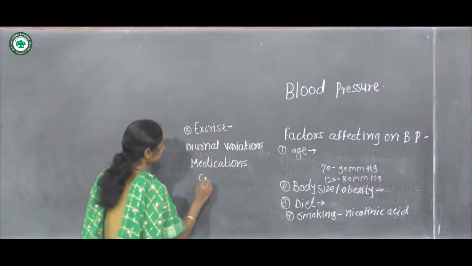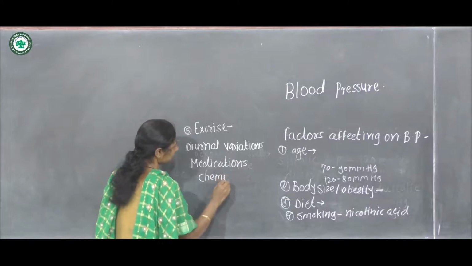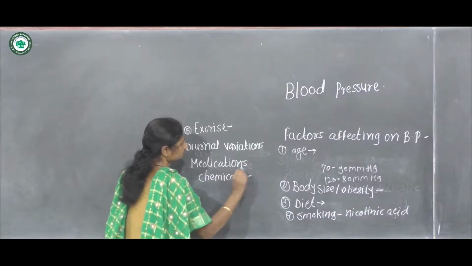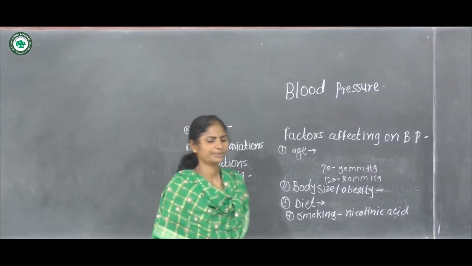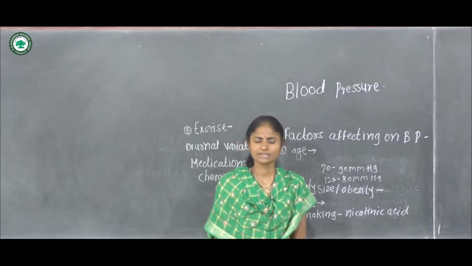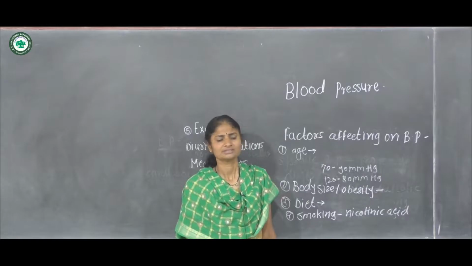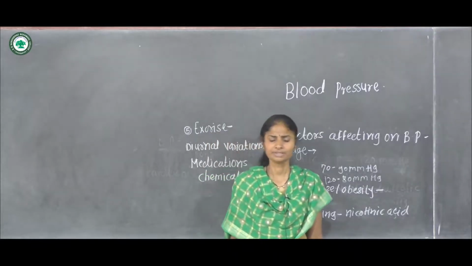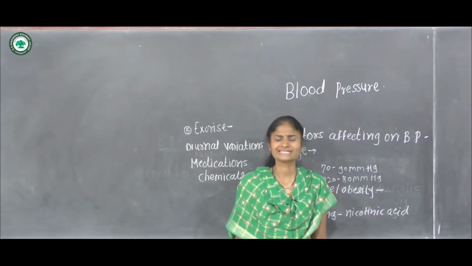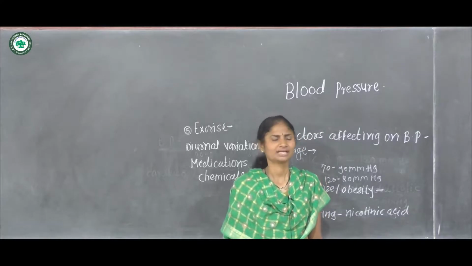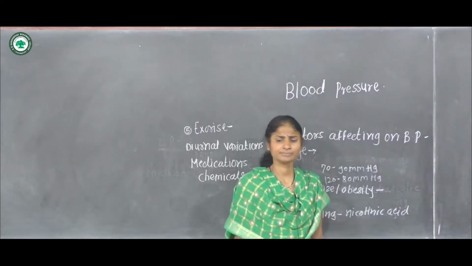Chemicals. Epinephrine and antidiuretic hormone cause vasoconstriction, thus elevating BP. Histamine causes vasodilation, and this decreases BP.